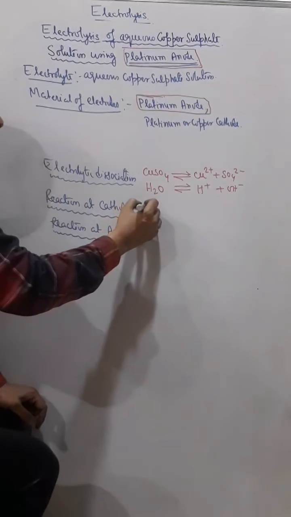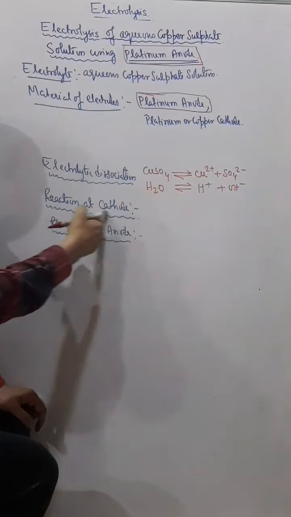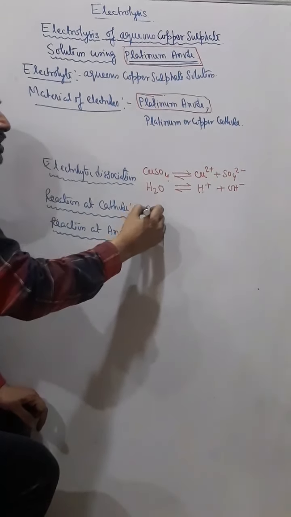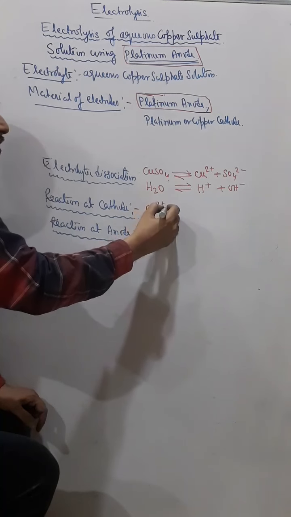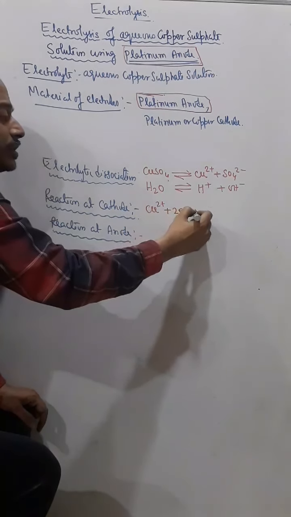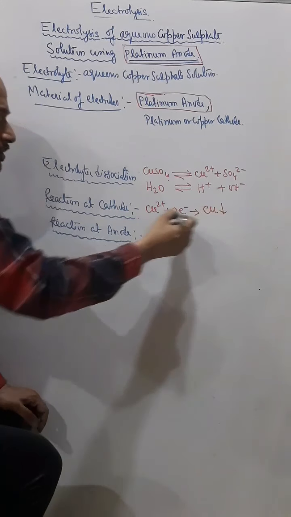And then reaction at cathode. As you know, both hydrogen and copper ions will migrate towards cathode, but copper being lower in the electrochemical series will be discharged, so Cu2+ will gain 2 electrons, and you will get a reddish deposit on the cathode.